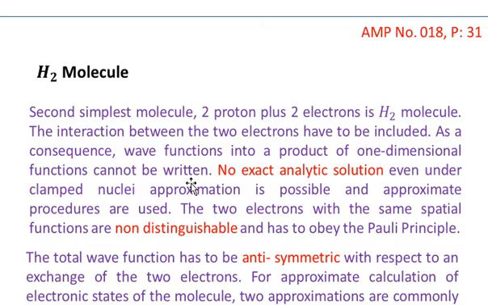So you see that for the hydrogen molecule, we cannot write its wave function as a product of two atomic wave functions, because we have to include the interaction between the two electrons. No exact analytical solution is possible even under the clamped nuclei approximation. This is the drawback associated with the H2 molecule: when we solve the Schrodinger equation, we don't get any exact analytical solution even under the approximation that the two nuclei are fixed at a distance capital R.